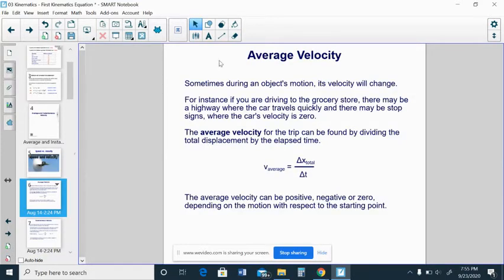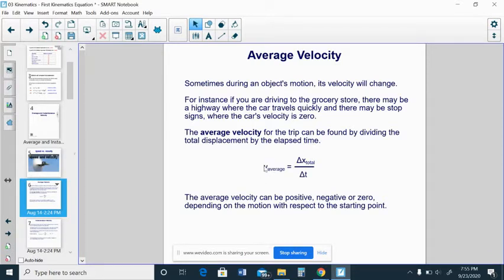Average velocity. Sometimes during an object's motion, its velocity will change. For example, if you're driving to the grocery store, there may be a highway where the car travels quickly, and there may be stop signs where the car's velocity is 0. The average velocity for the trip can be found by dividing the total displacement by the elapsed time.